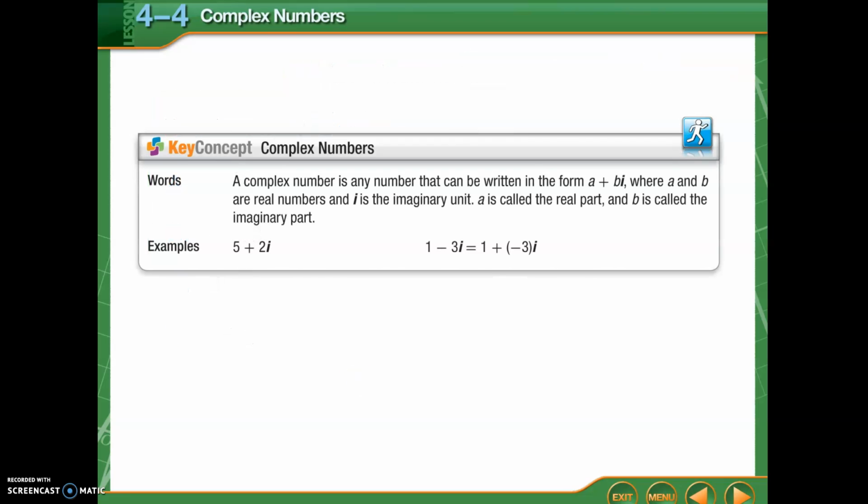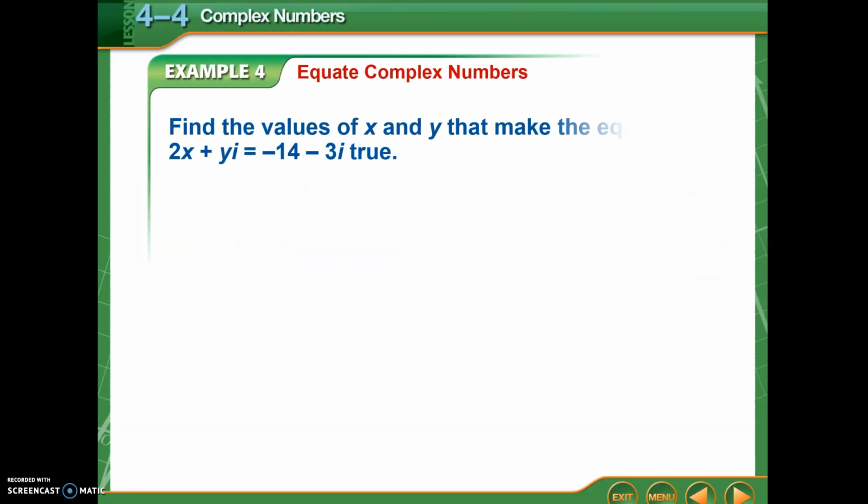All right, so let's talk about complex numbers, because this is what our answers are going to look like on some of these. So my complex numbers are going to have a real unit and an imaginary unit. So when we're working with these and adding them and subtracting them, we're adding and subtracting the real units and then the imaginary units.